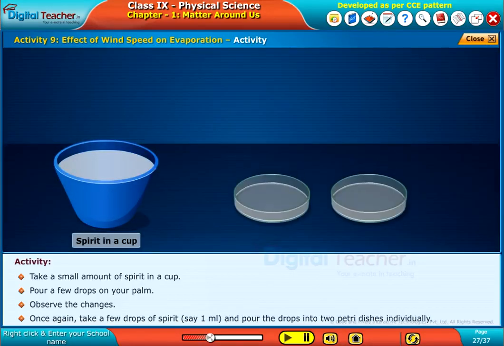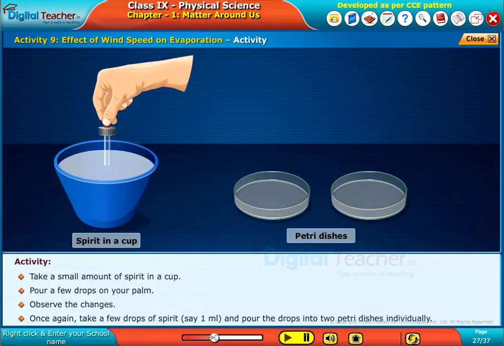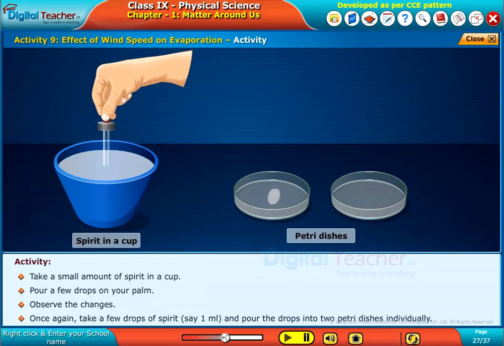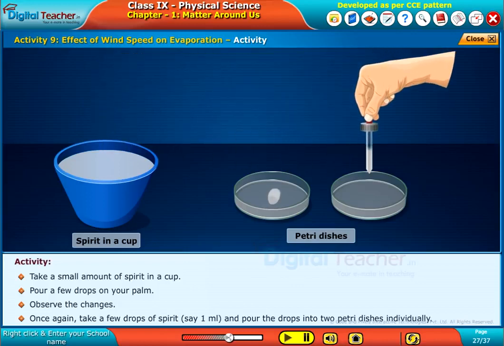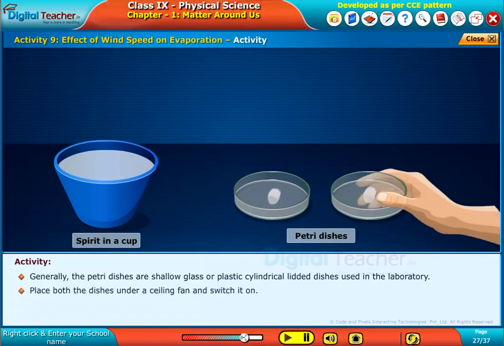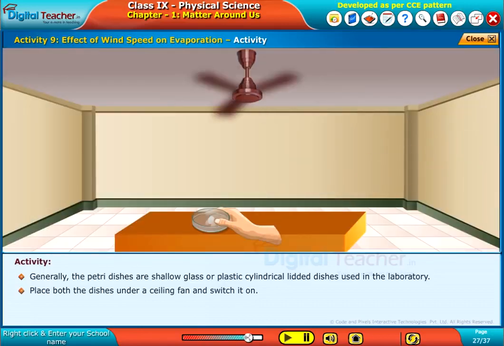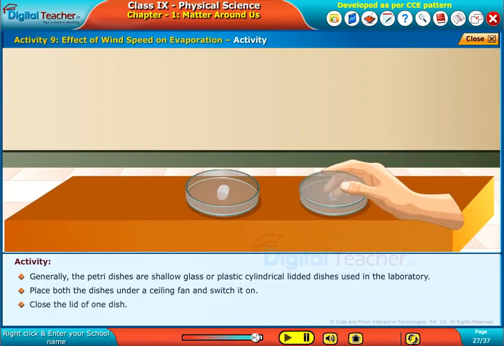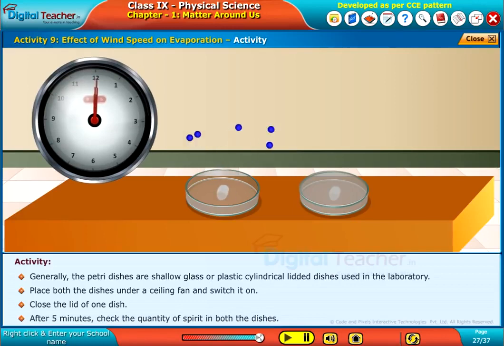Once again, take a few drops of spirit, say 1 ml, and pour the drops into 2 Petri dishes individually. Generally, the Petri dishes are shallow glass or plastic cylindrical lidded dishes used in the laboratory. Place both the dishes under a ceiling fan and switch it on. Close the lid of one dish. After 5 minutes, check the quantity of spirit in both the dishes.